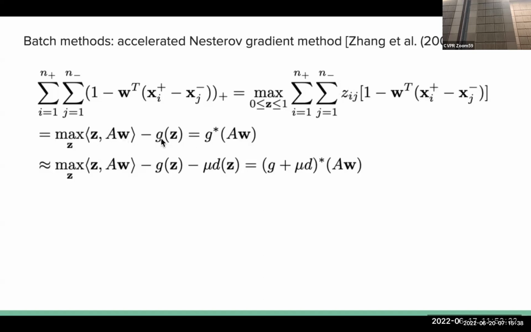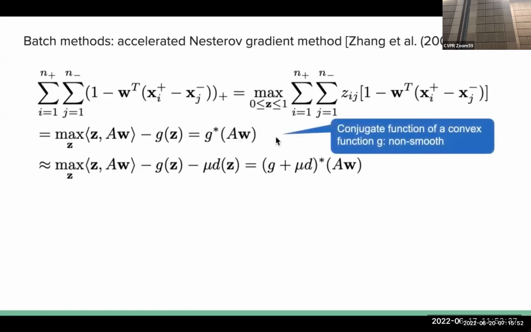And this formulation is very nicely connected to the conjugate concept in convex analysis. You can write it down, this is exactly the definition of the conjugate function, which is denoted by G star. However, G star, the conjugate function of a convex function, is not smooth. So you cannot directly apply the accelerated Nesterov gradient method, which requires smoothness conditions.